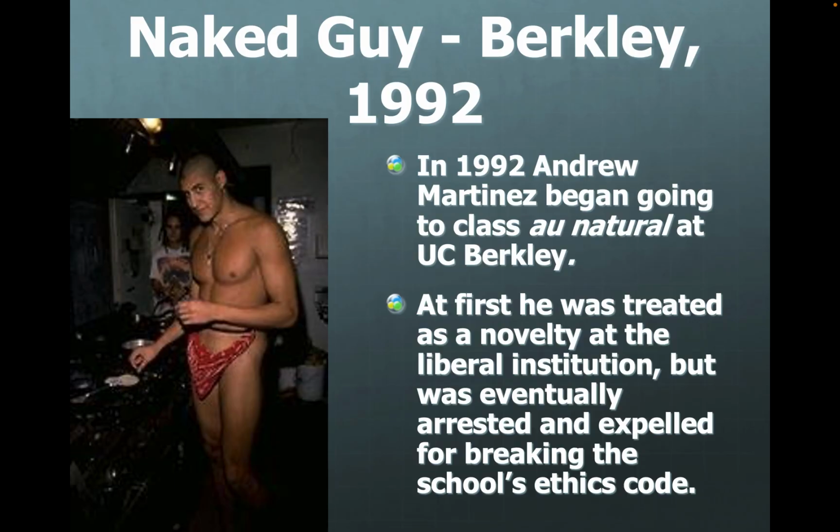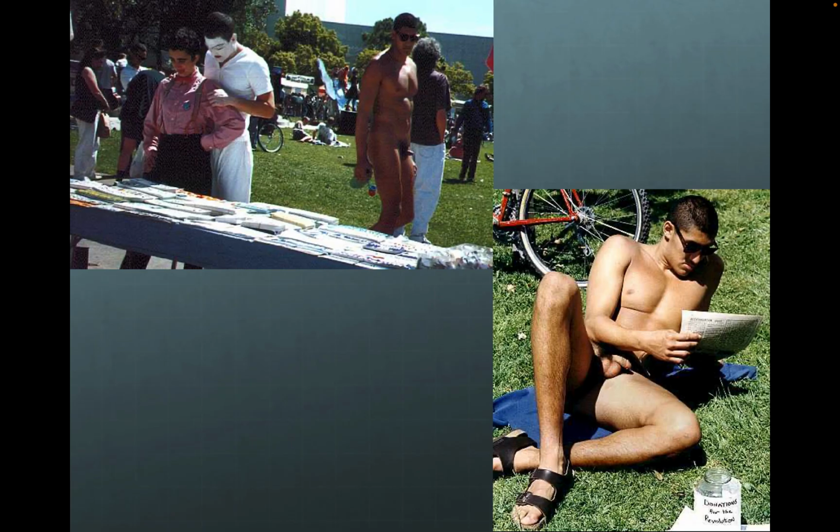In 1992, Andrew Martinez began going to class au naturel at the University of California at Berkeley. At first, he was treated as a novelty at the liberal institution, but eventually he was arrested and expelled for breaking the school's ethics rules. This is him walking around naked. He took a class in sociology, and in that class they said that we create our own social norms. So he decided that he would not dress. He would not put any clothes on.